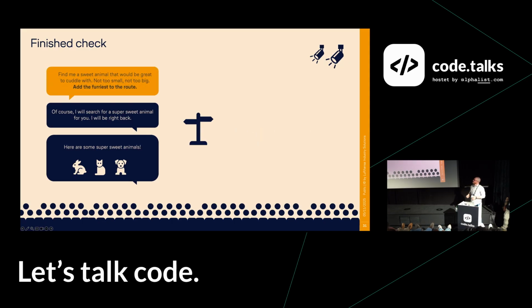But assuming that the user had said, find me sweet animals, and add the furriest one to my route. And we would have said, as the chatbot, of course I will search for you, and here are some sweet animals. In that case, the finish checker would say, we're not finished. And it would actually invoke the LLM once again, let the agent continue its way, and that agent would then probably use the add to route tool in order to add the furriest animal to the route.